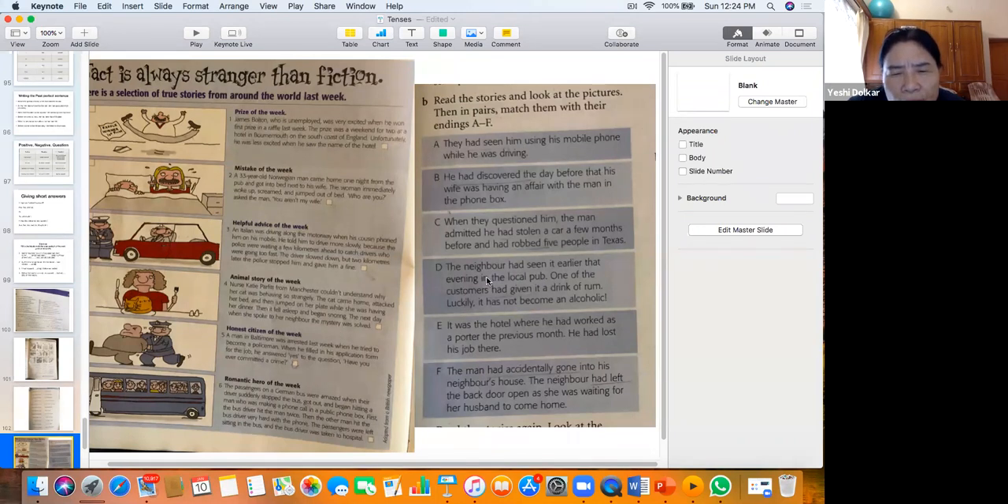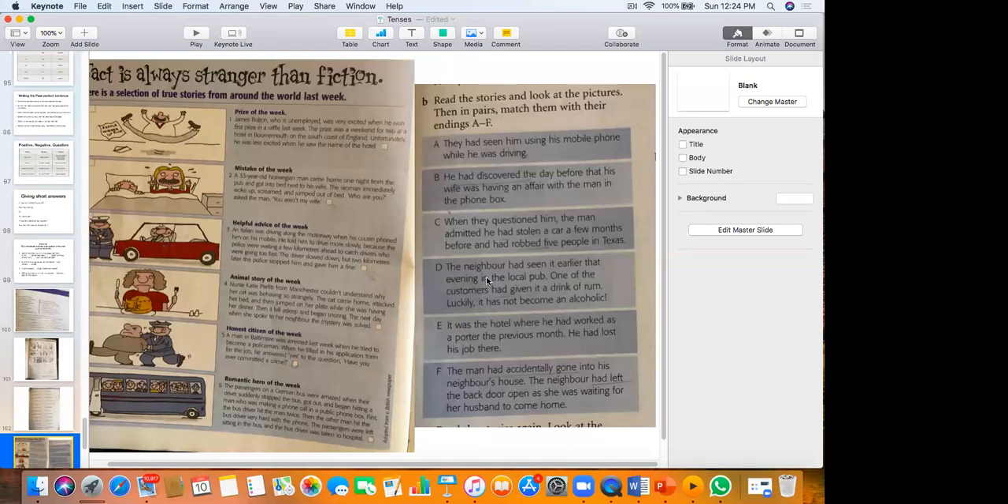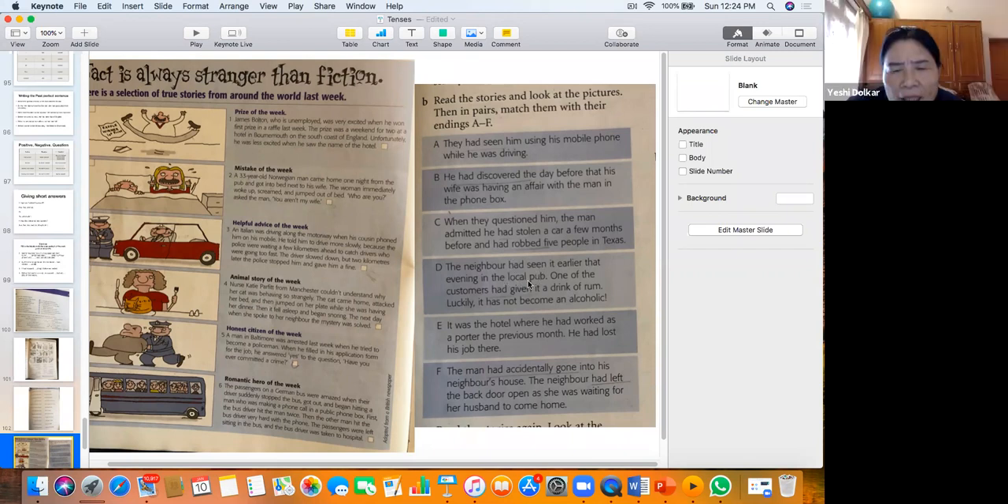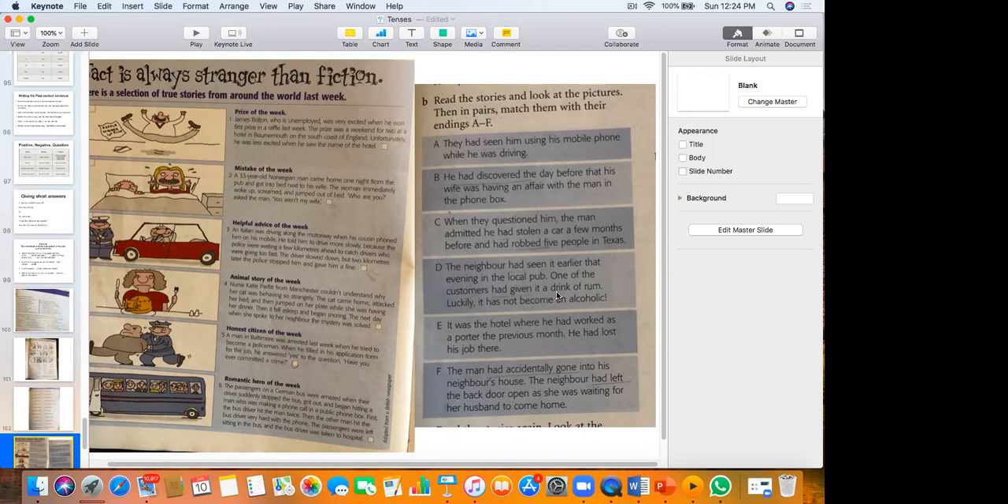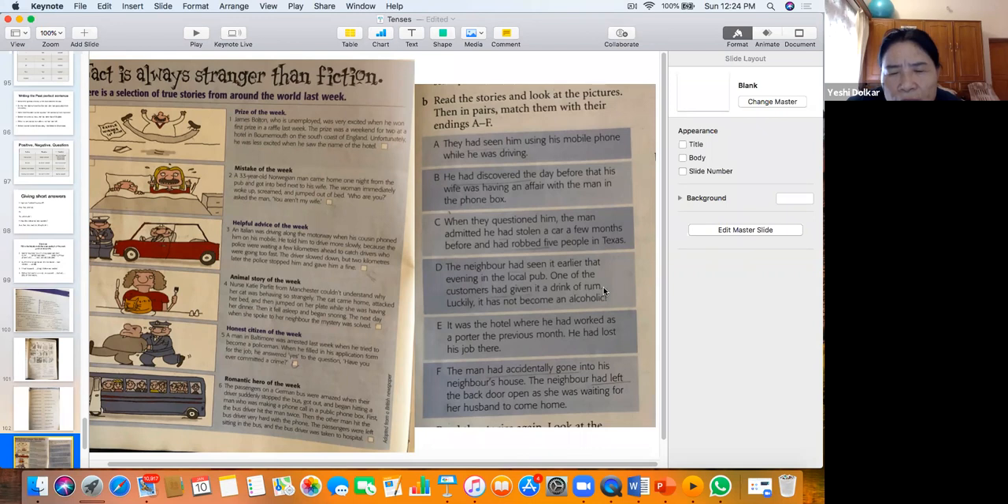So which one is it? Maybe D. The neighbor had seen it earlier that evening in the local pub. One of the customers had given it a drink of rum.